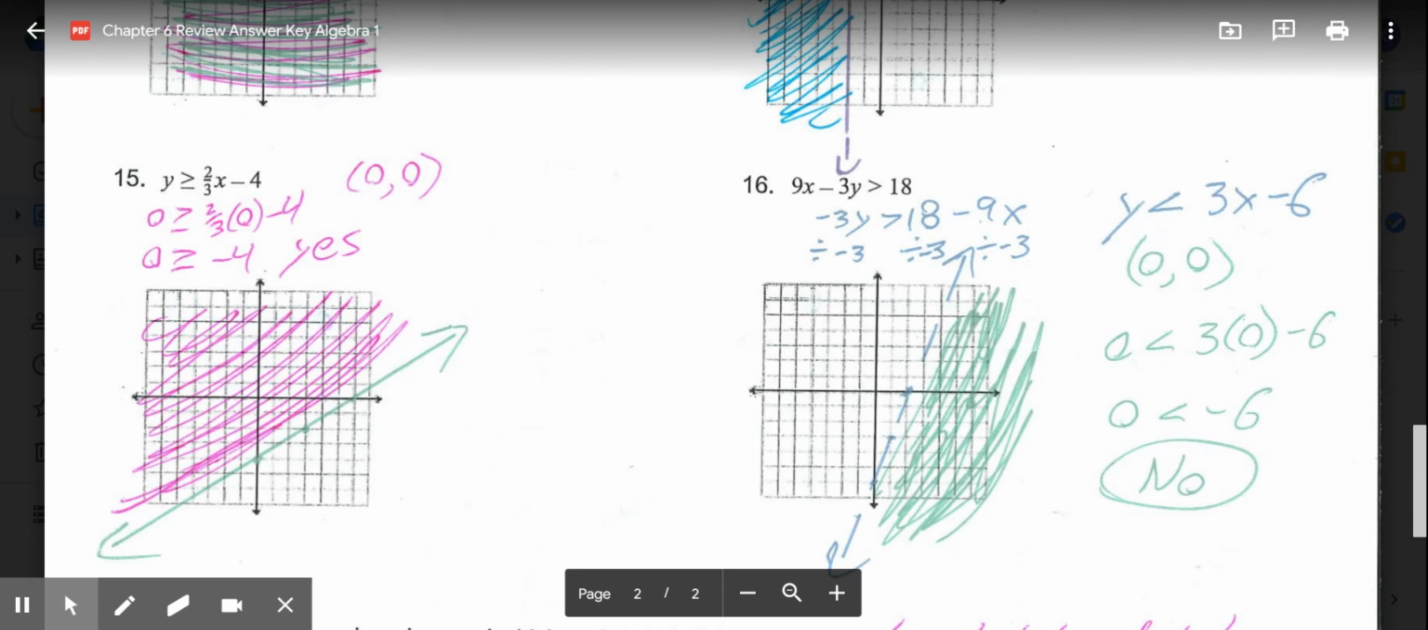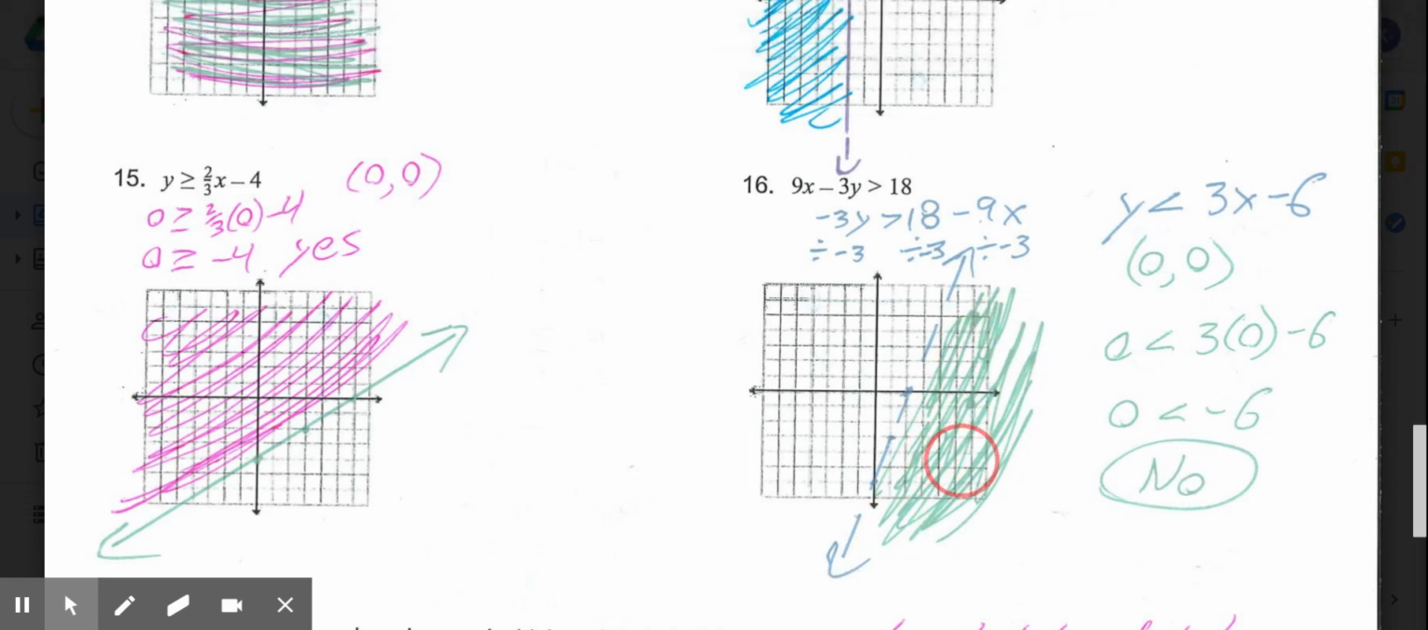and then to check (0, 0) for the shading. So we can put 0, 0 in for x and y. So is 0 less than 3 times 0 minus 6? Is 0 less than -6? No, it is not. So we would shade to the side opposite where (0, 0) is. So if (0, 0) is on the left, you would shade on the right of that line.